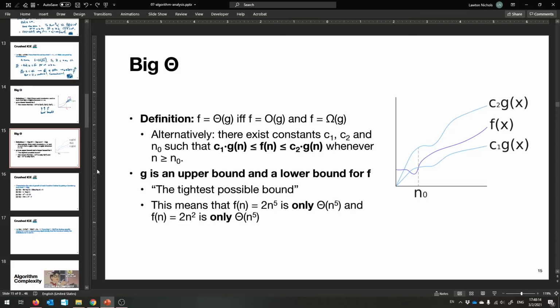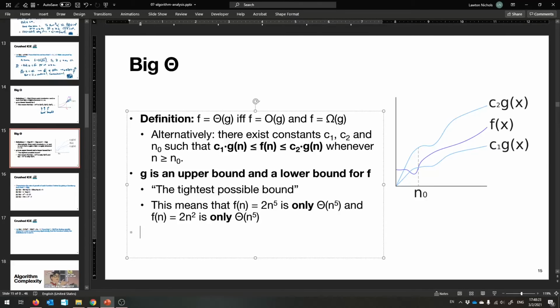Big theta is where it's at, though. This is where, if anybody in real life ever tells you to use big O, they really mean big theta.